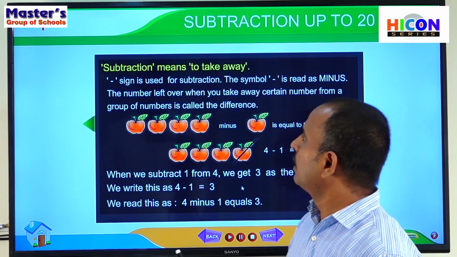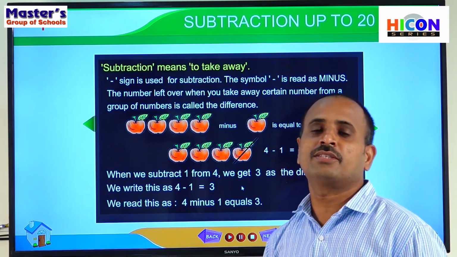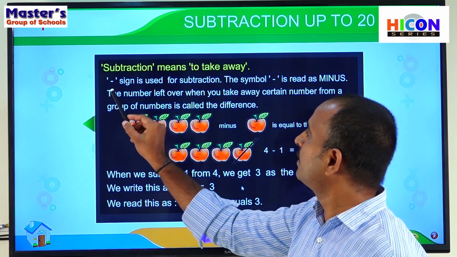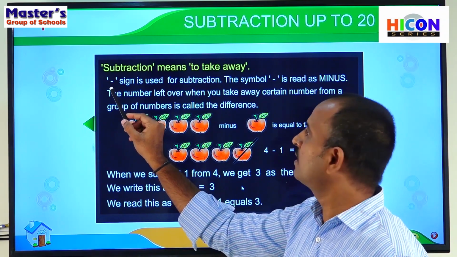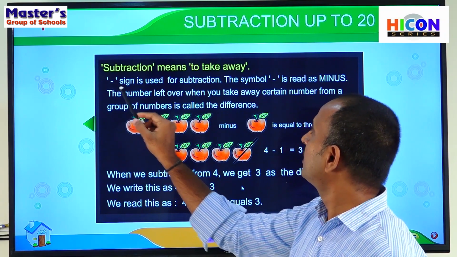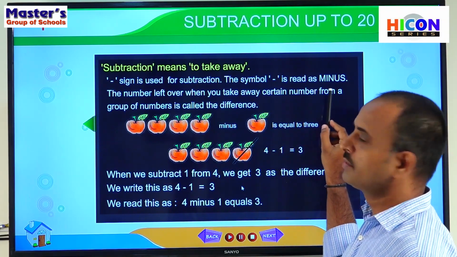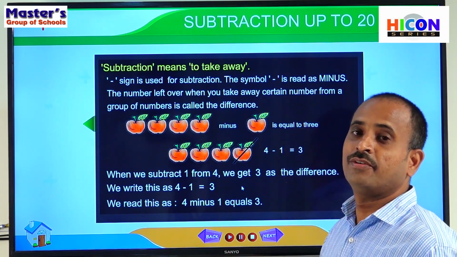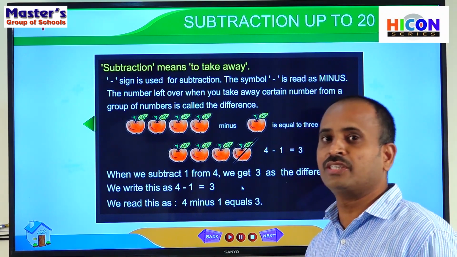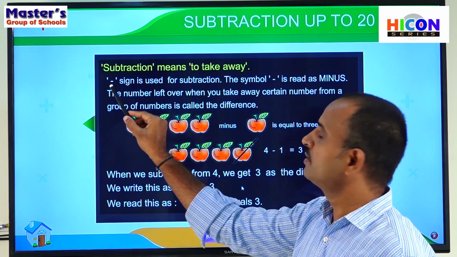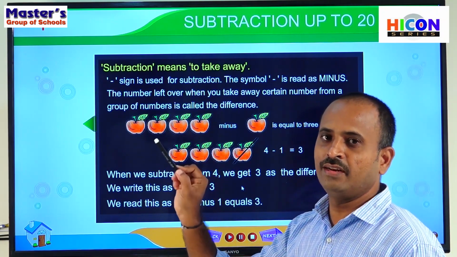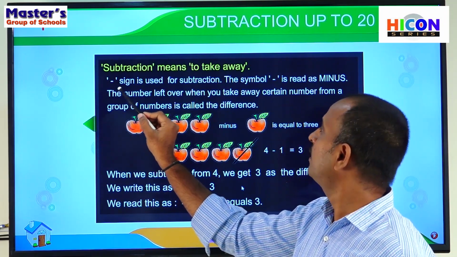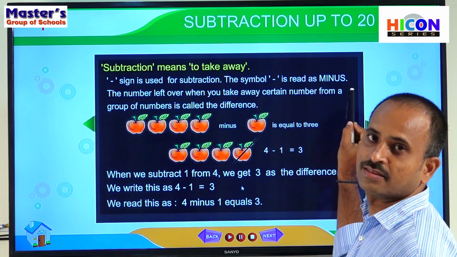Next, how can we represent subtraction? And what is the symbol for subtraction? Here you are observing a small line, that is a hyphen. This is read as minus. This hyphen is the symbol for minus, whereas we have used a plus symbol in addition, and this is the symbol for subtraction. So a small line represents subtraction, and this small line can be read as minus.